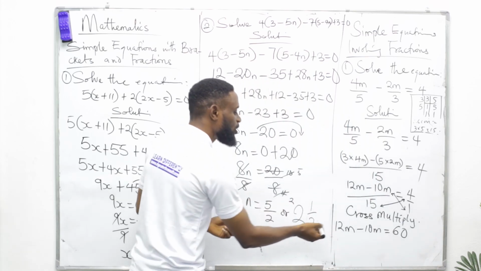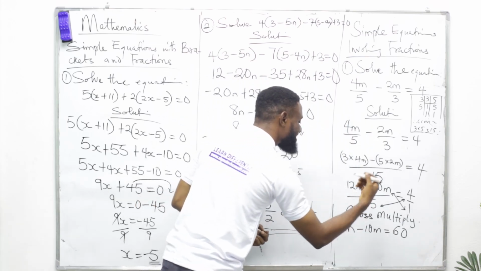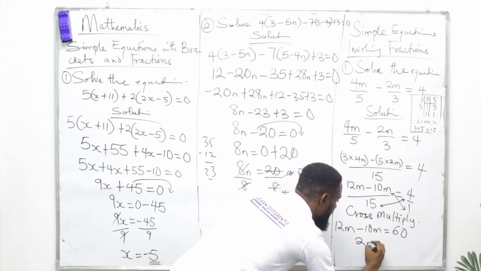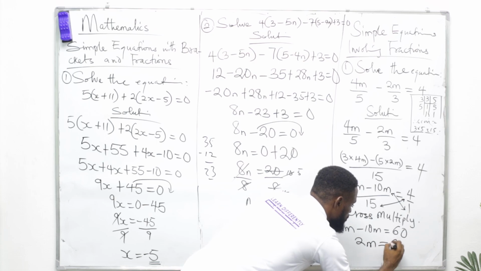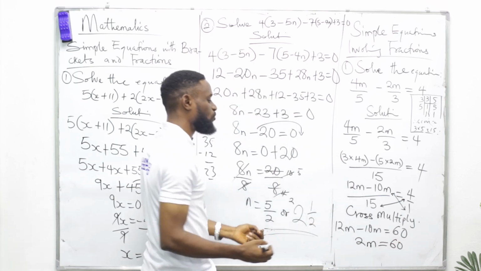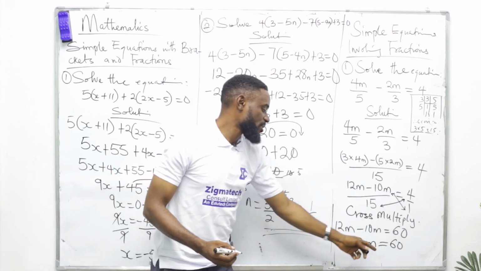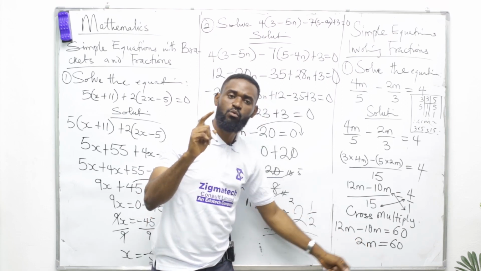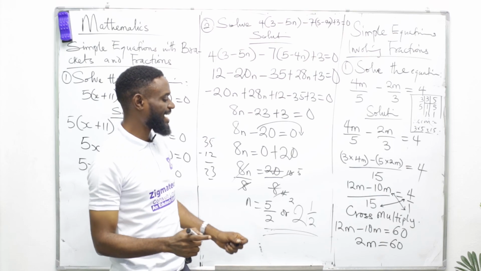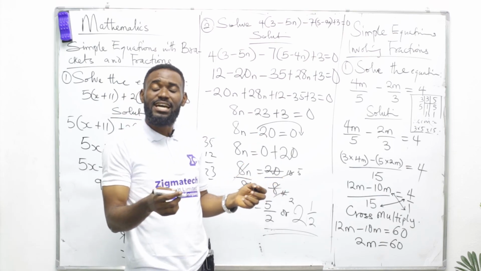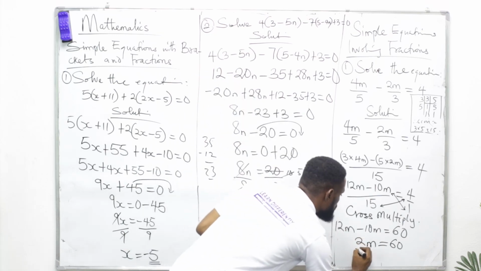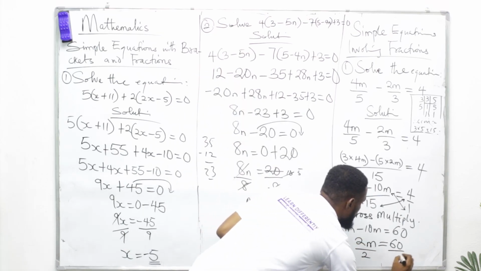All right, so we have 12m minus 10m. 12m minus 10m gives us 2m, is equal to 60. So what do we do here? We divide both sides by the coefficient of what? M. The coefficient of m is 2. So once we divide by the coefficient of m, we can get the value of m, which is the solution to the equation, okay? So this is over 2, and this over 2.